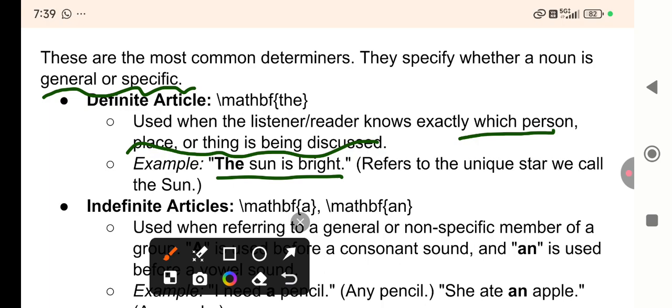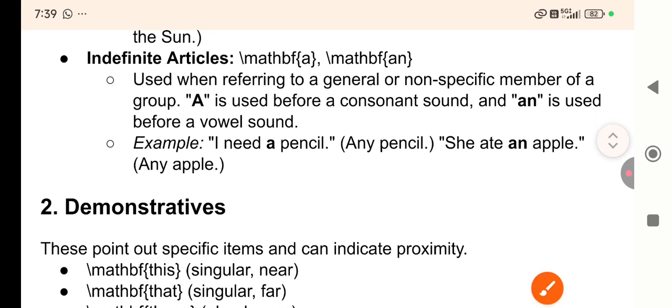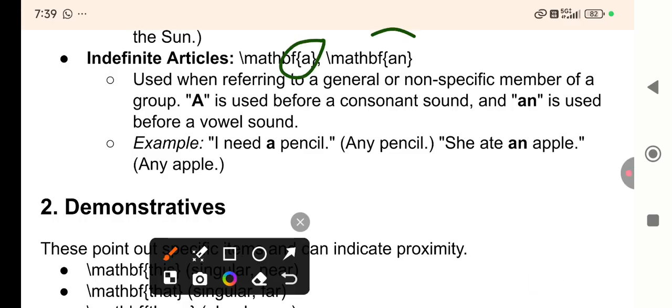And if I say a girl came to me in the morning, it is general, right? Any girl came to me in the morning. So this is the difference between the general article, that is a or an, and the specific article, that is the, right? So here they have given an example. The indefinite article is a or an, right? These are the indefinite articles.